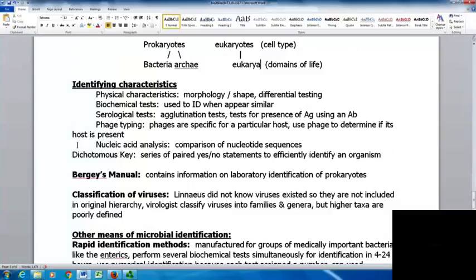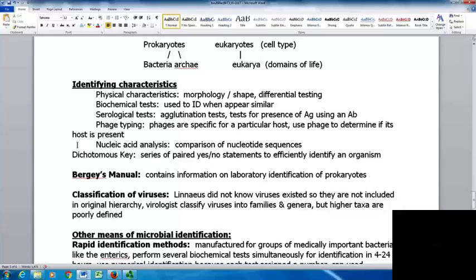We have several identifying characteristics that we look at with microbes. Your physical characteristics will include the morphology or shape. We can do differential testing for this. Biochemical tests are relied upon very heavily. These are used to identify things when they appear similar. If you look at gram-stained organisms, there are several organisms that are going to have the exact same appearance on a gram stain. In those cases, a biochemical test would be very useful to determine the taxonomy.